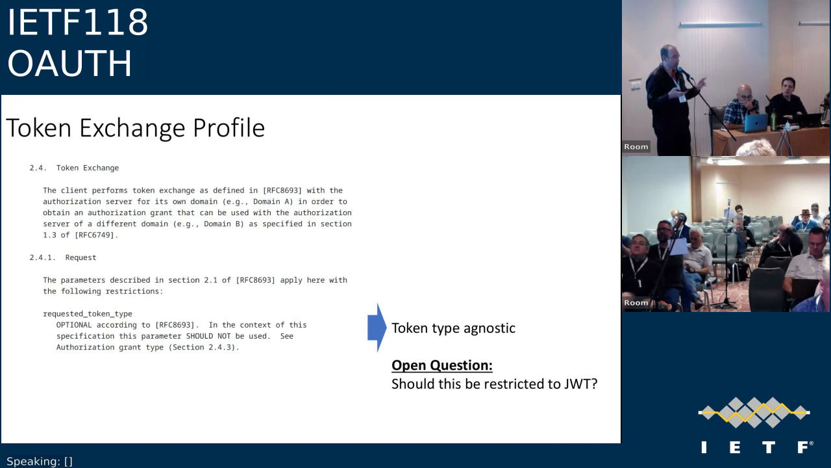We have a very light token exchange profile. One of the open discussion points for us is the token type. One proposal is maybe we should restrict that to being JWT tokens only. In some cases we're balancing between more interoperability and more flexibility, and I think that's still an open question for us to figure out which way we should go.